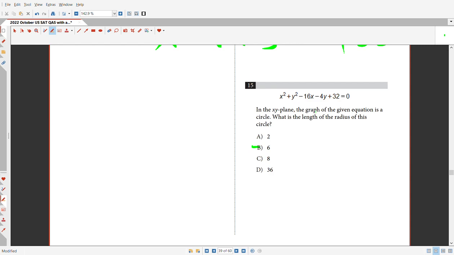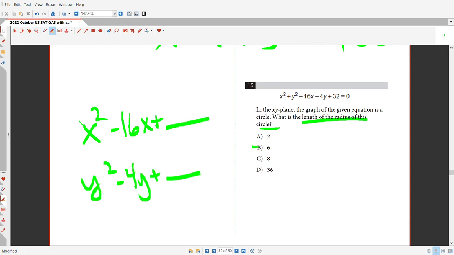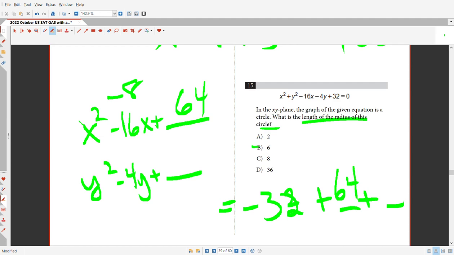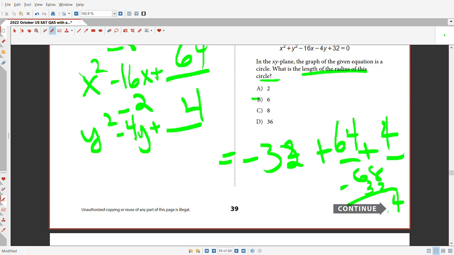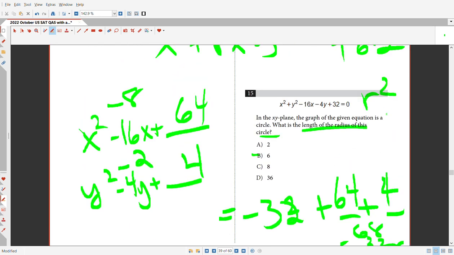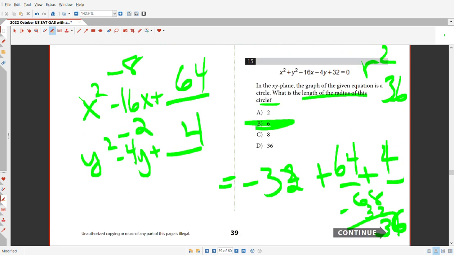Next one. Complete the square of a circle. X squared minus 16x plus blank, y squared minus 4y plus blank equals negative 32 when I bring it over, plus blank plus blank. All right, half of negative 16 is negative 8. When I square it, I get 64. Half of negative 4 is negative 2. When I square it, I get 4. So this is going to be 68 minus 32, because I have to combine like terms. Wait, did I get it wrong? I'm sorry, it's 36. That's what r squared is. R squared is 36, so r is 6.